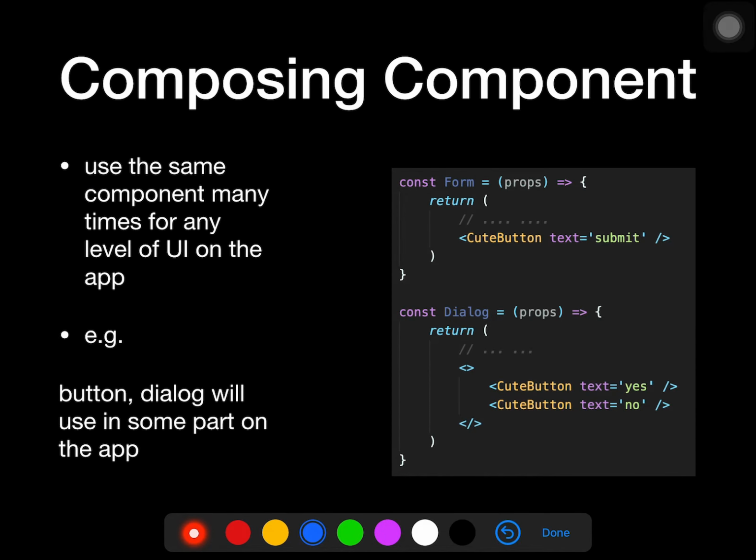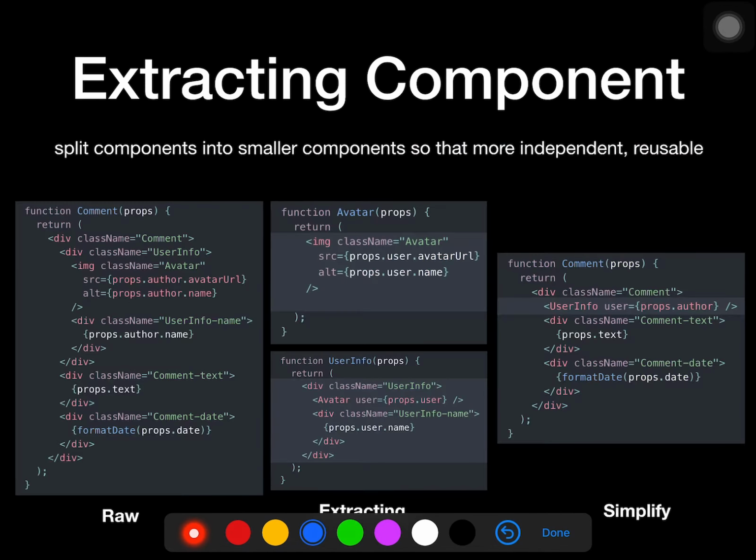Composing components. What is composing components? It is using the same component many times for any level of UI in the app. For example, a button and dialog will be used in some parts of the app. Another example, in here, the CRUD button is used in the form component and also used again in the dialog component. So the CRUD button is used by many components in our app.